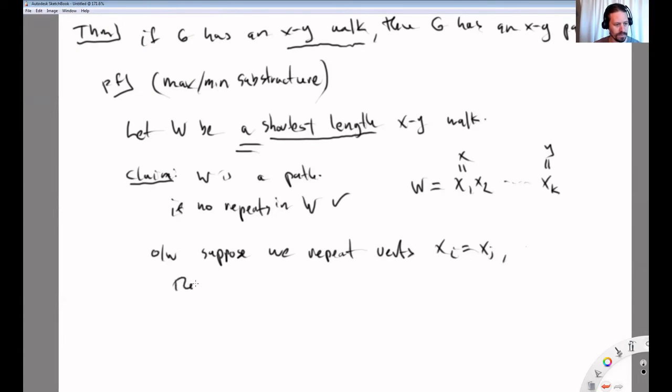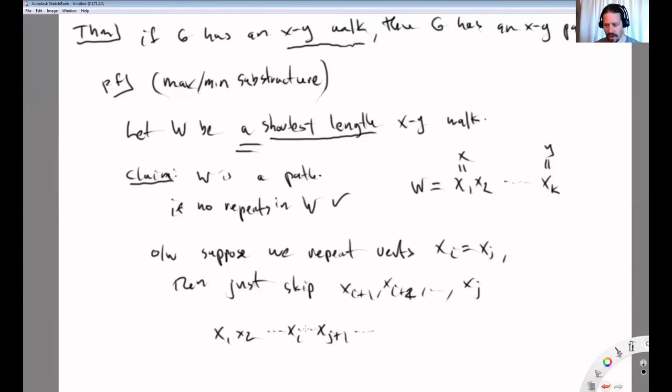Then just skip vertices xi plus 1, xi plus 2, and so on and so forth up to xj, okay? So in our list, we go from x1, x2, eventually reach xi, and then we jump up to xj plus 1, and then continue from there, right? So this stuff that was in the middle got thrown away.